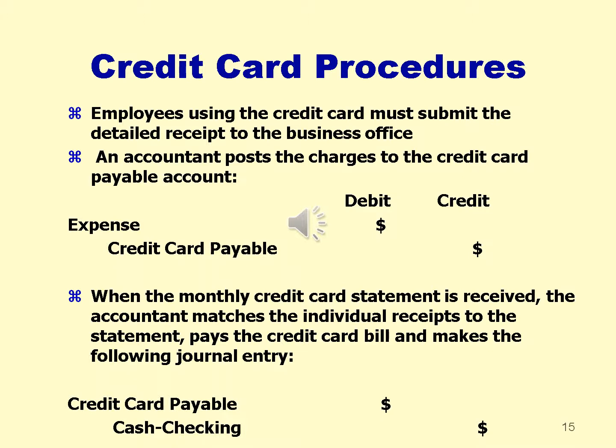Then the accountant posts the charge to the credit card payable by debiting the expense account and crediting credit cards payable. Every month, the company receives a statement from the credit card company. When it is received, the accountant matches the individual receipts from the expenses and purchases to the statement and then pays the credit card bill by making the following journal entry.